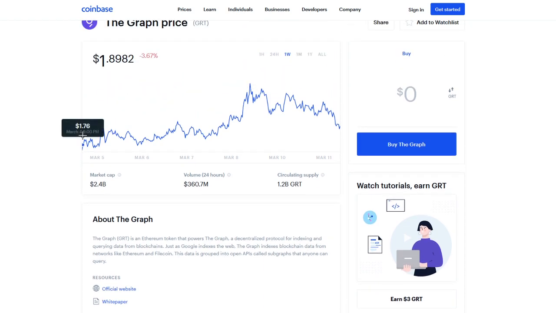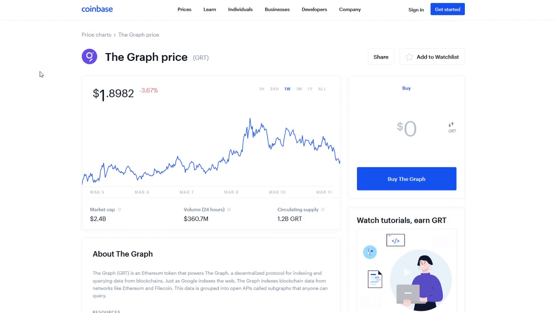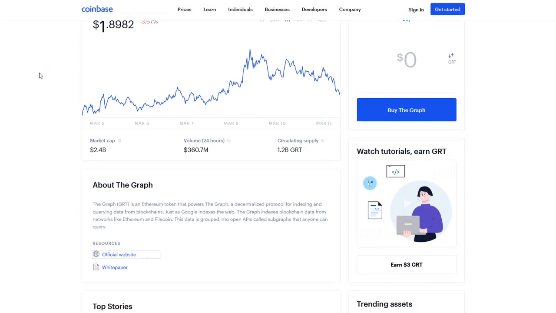So a lot of you guys know I like to use Coinbase because it is probably one of the most basic ways to look at graphs, and it's a beginner-friendly method of doing so. And I also go unedited throughout these videos to maintain full transparency. So let's get started with the about of The Graph.